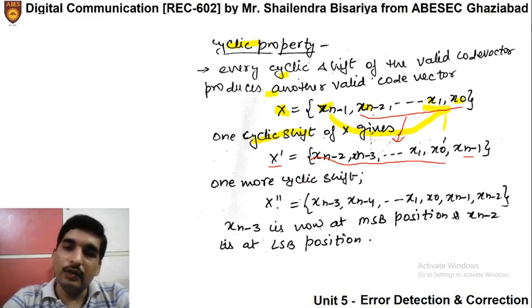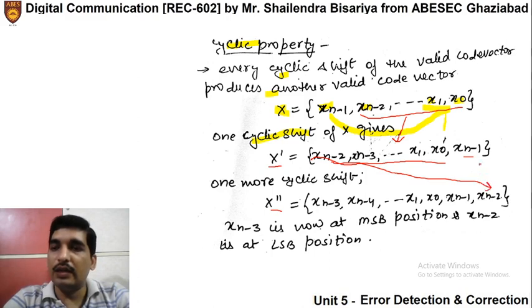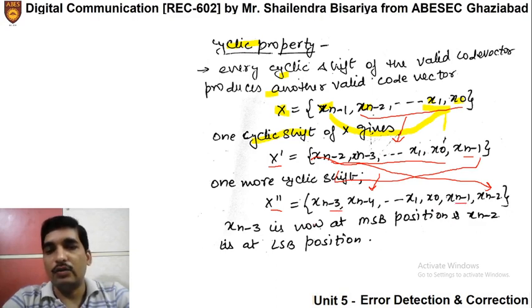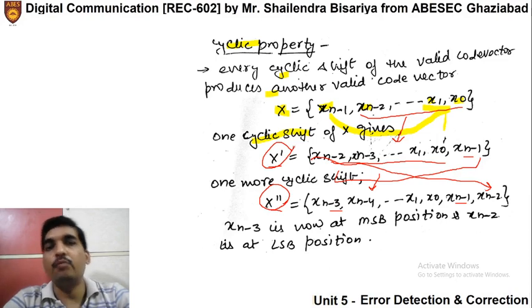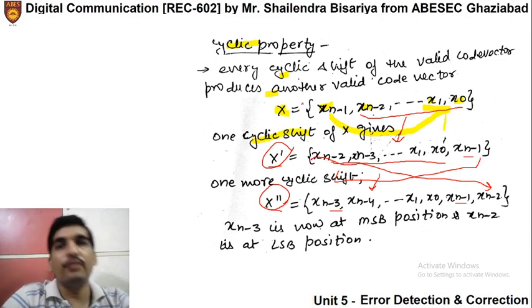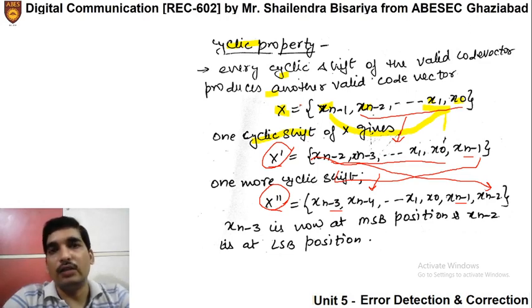Again, let us say we do one more shift, then x1 will be here, and rest all bits will be here, that is xn minus 1 and so on up to x2. So what we say is that x double dash or x dash, both must be a code vector in the set of valid code words, right? Only then we say that all these are cyclic codes.